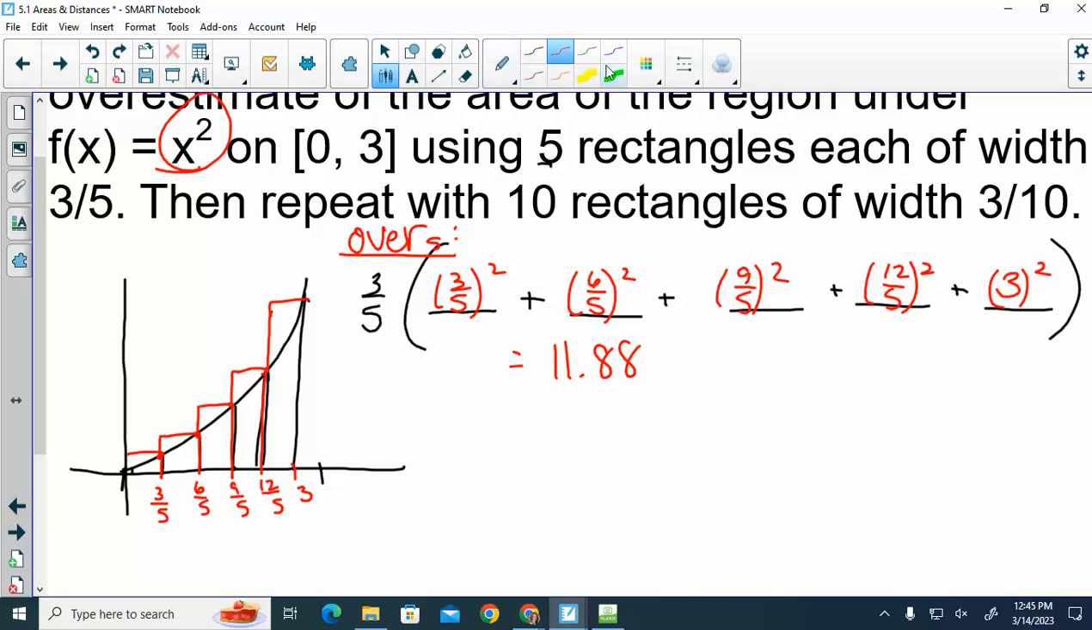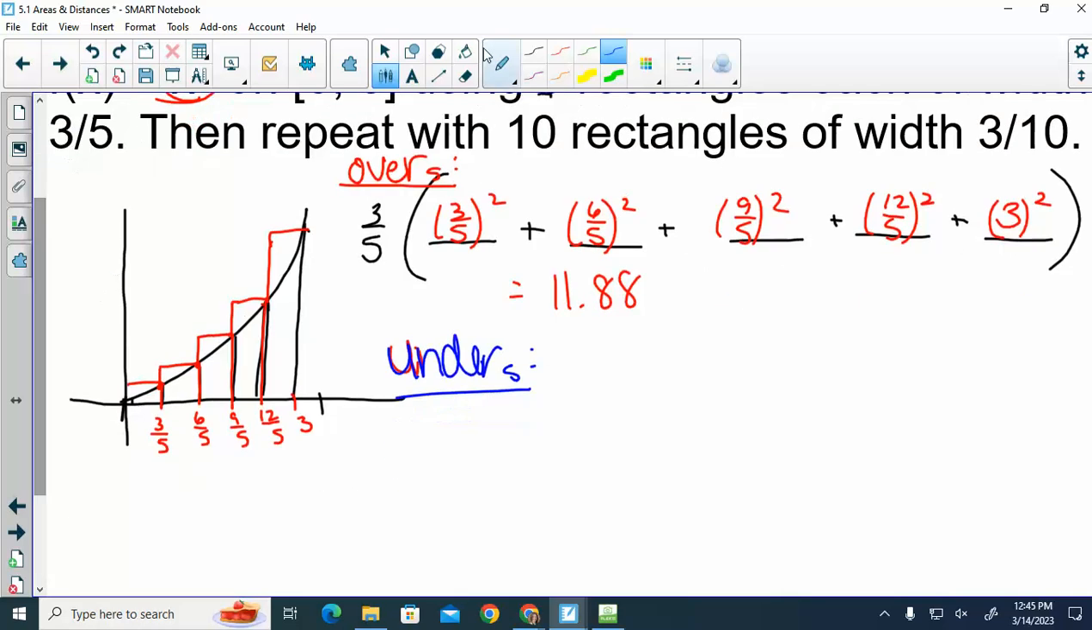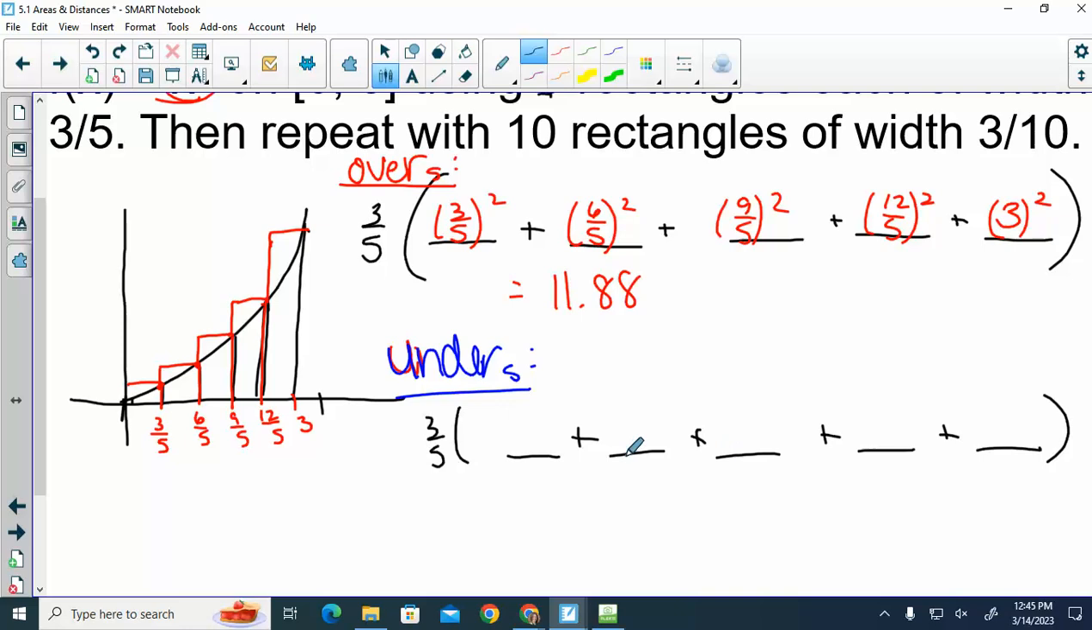I want to compare when I do my underestimate with my 5 rectangles. What's going to change? Well, I'm not even there yet. I asked for over and under with 5. So my width is still 3/5, and I'm still adding 5 things together. But they're going to be, oh, actually, I don't know. Well, I need to draw the rectangles below it, don't I? Yeah, so my rectangles would be these.